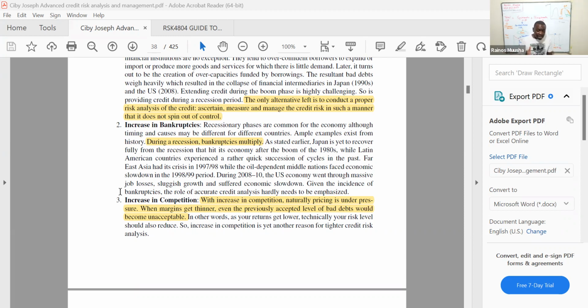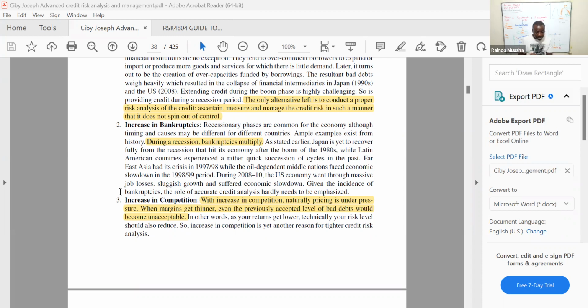So what does that mean? It means that if the profit margins go down, the company now needs to ensure that they keep a very tight handle on their expenses. And one of the expenses that they need to keep a very tight handle on is basically the bad debts as well.